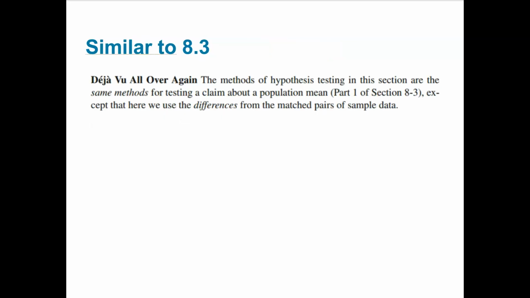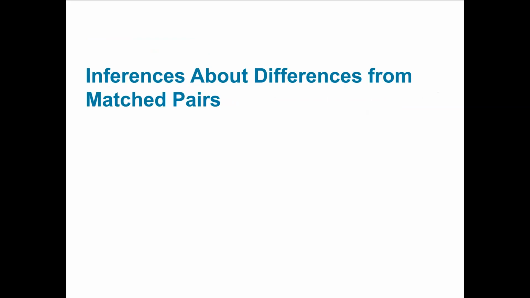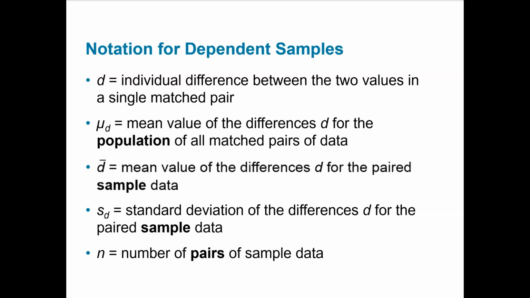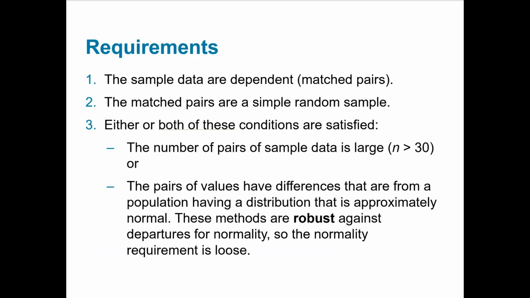And this section is going to be pretty similar to 8.3. So let's talk about inferences about differences from matched pairs. So we can do hypothesis testing or confidence intervals. Here, this is the notation. Mu sub d is our mean value of the differences d for the population. So we'll be using that. And we're talking about the differences. There's going to be a lot of data entering in these problems, so just get ready for that.